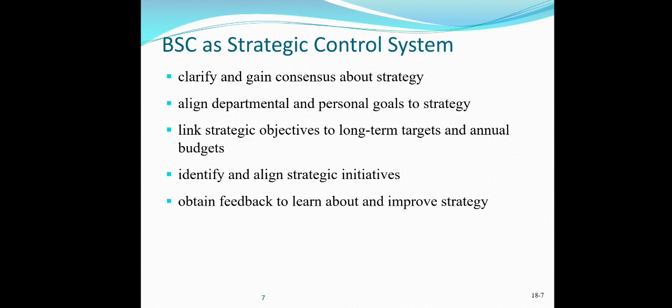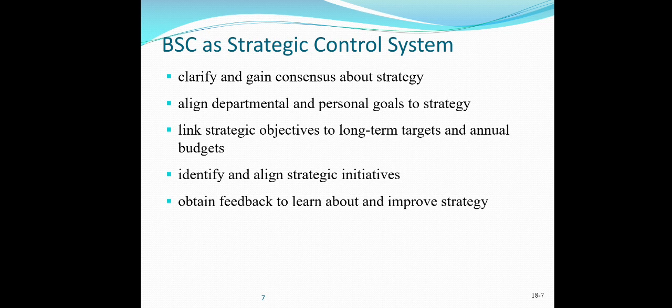Balanced scorecard as strategic control system. Strategic is related to what are the things that a business will do to achieve its plan or objective. So balanced scorecard can be used to clarify and gain consensus about strategy.